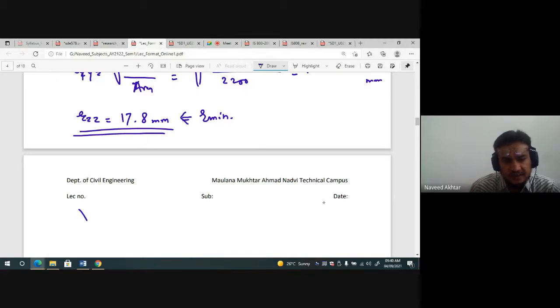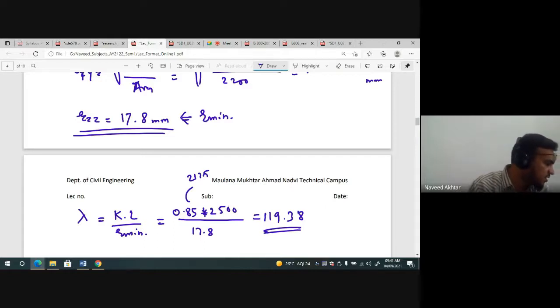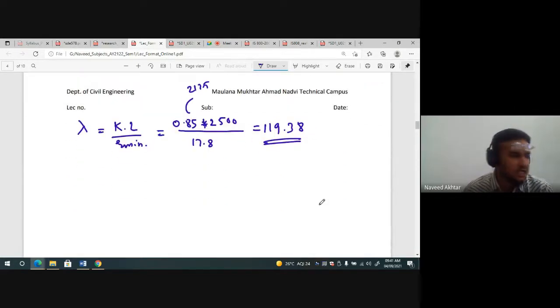Then what is the slenderness ratio? Lambda is equal to K into L upon R minimum. K is 0.85. Unsupported length, we already calculated, 2125 is coming, and R minimum 17.8. For single angle we are considering. So we will find out 2125 divided by 17.8, then it is 119.38. The value of lambda is coming 119.38. This is the slenderness ratio for the section.